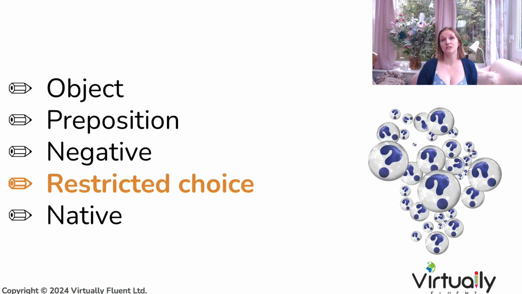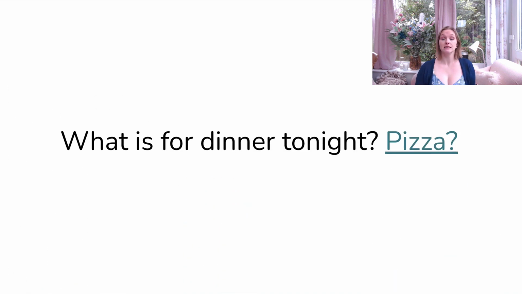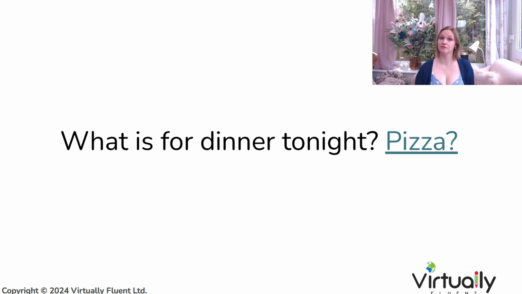We can also ask restricted choice questions, and this is simply building on our open questions. So we start with an open question, for example, what is for dinner tonight? And then we restrict the answer of the person, in this case, pizza. Now we have converted that open question pretty much down to a closed question where they can only really say yes, no, maybe, or they can respond with a different answer. No hot dogs, for example.